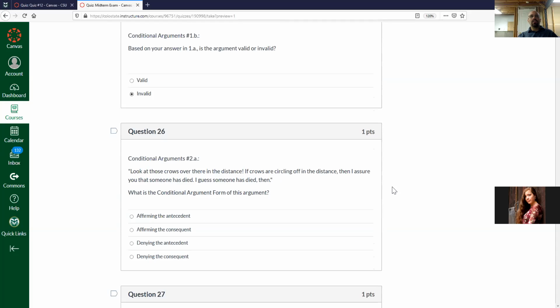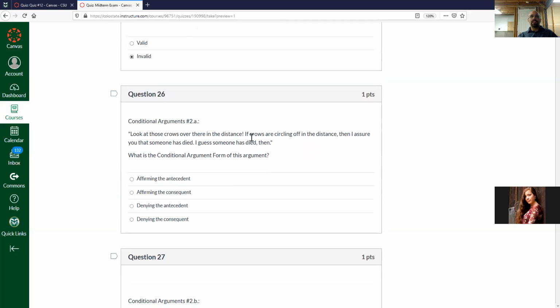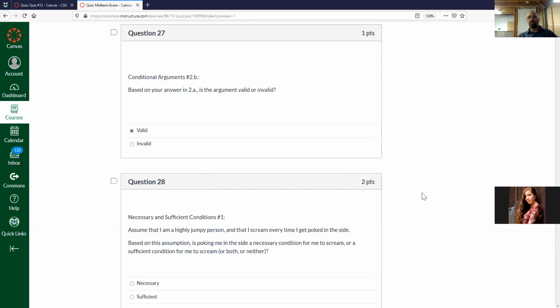That's invalid. Look at those crows over there in the distance. If crows are circling off in the distance, then I assure you that someone has died. I guess someone has died then. So the conclusion in this case would be the last sentence. So crows in the distance, crows in the distance. Same thing is being said. The premise is affirming the antecedent. So in this case, this is affirming the antecedent, and that is a valid argument form.